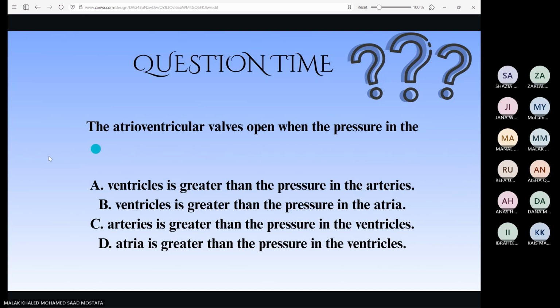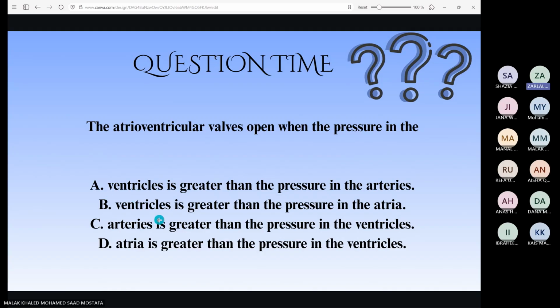Mm, the AV valves. No. Is that all for answers? Okay, so the correct answer is D.